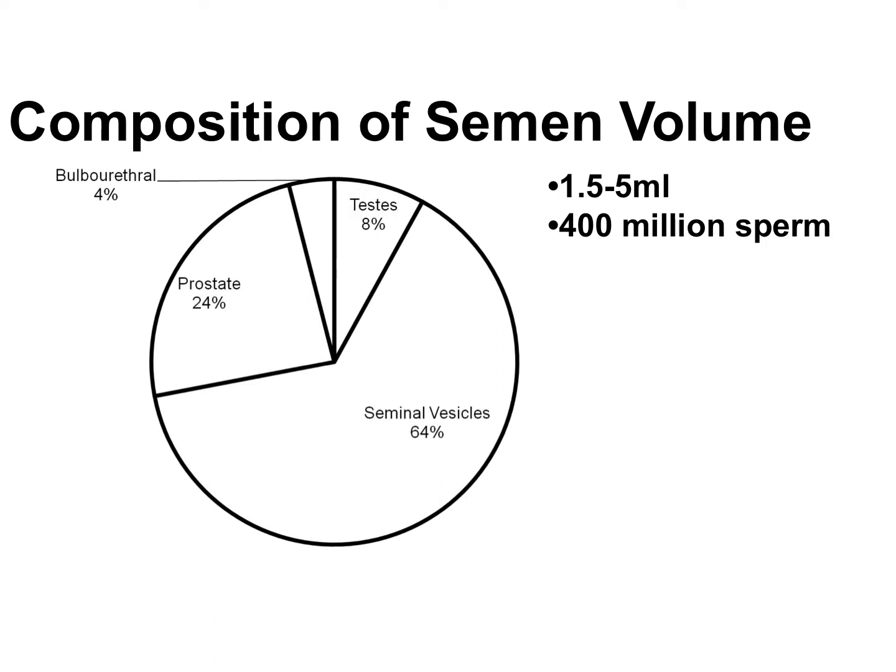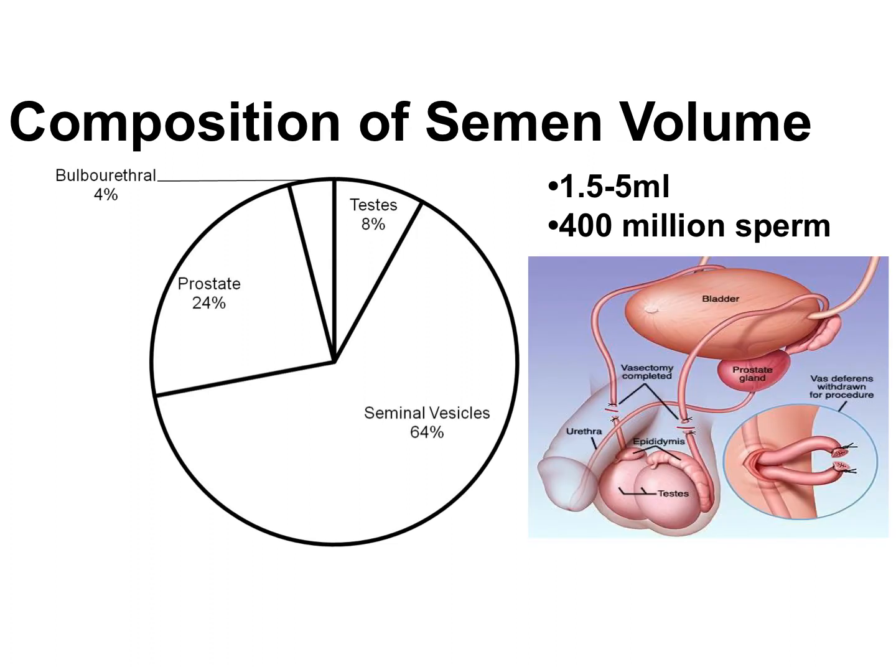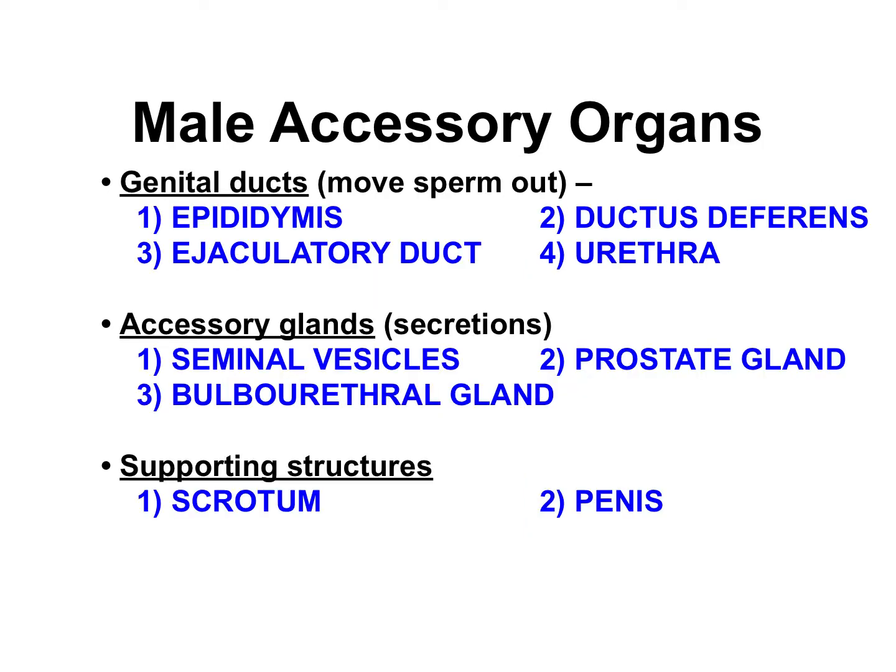Now, the reason I bring this up is because we were talking about vasectomies before. So, can a man that's had a vasectomy still ejaculate? Remember, a vasectomy just separates the testes from the rest of the reproductive system, so everything is working okay. So, a man that has a vasectomy still does ejaculate, just without the 8% of seminal fluid that would come from the testes. The last two structures are the scrotum and the penis.